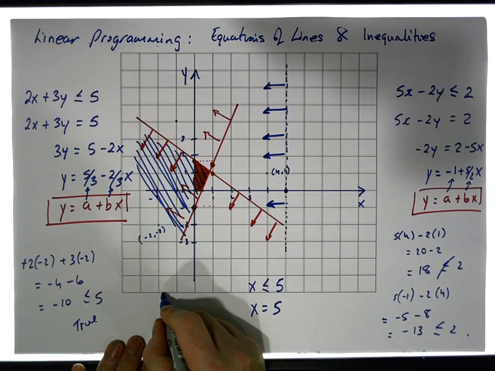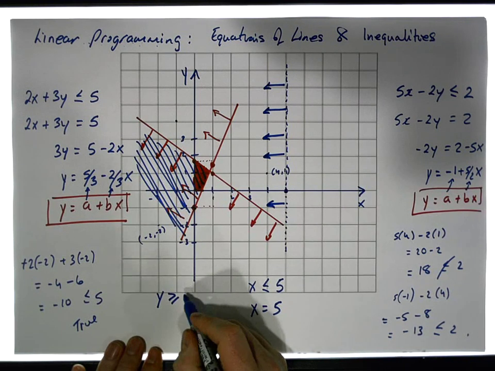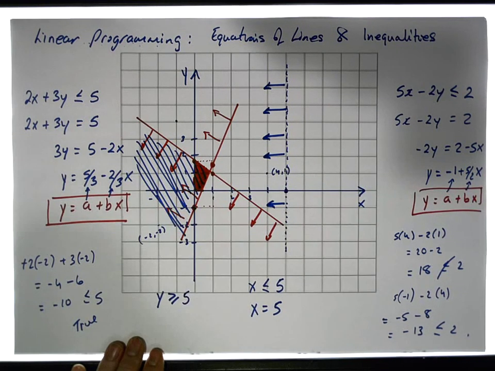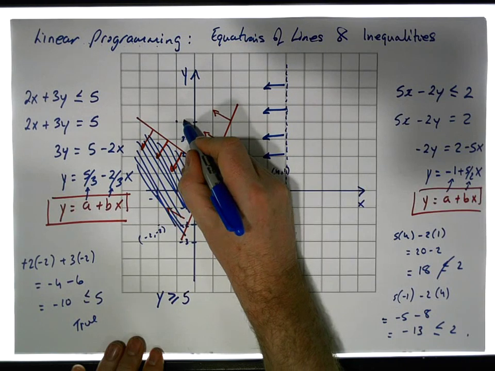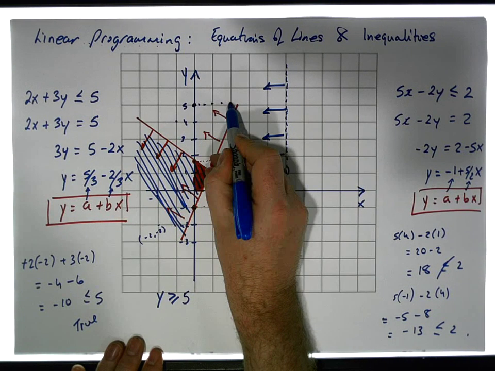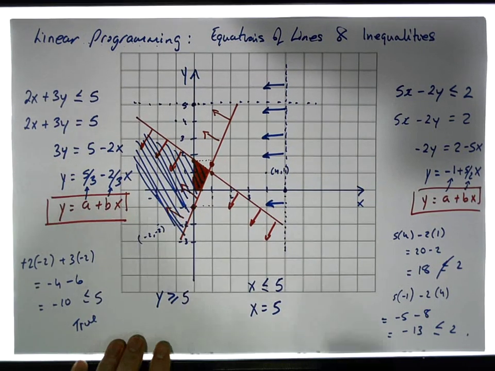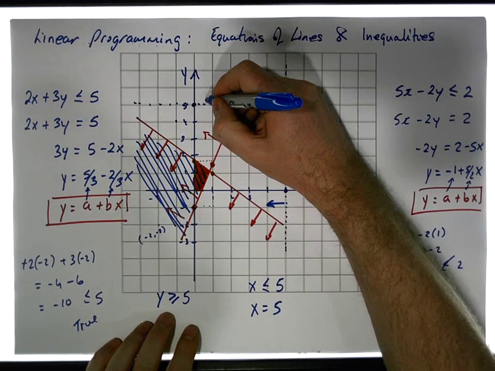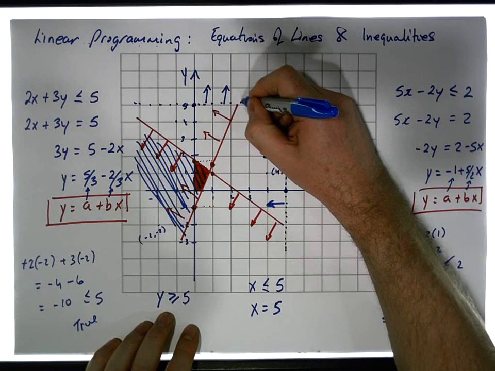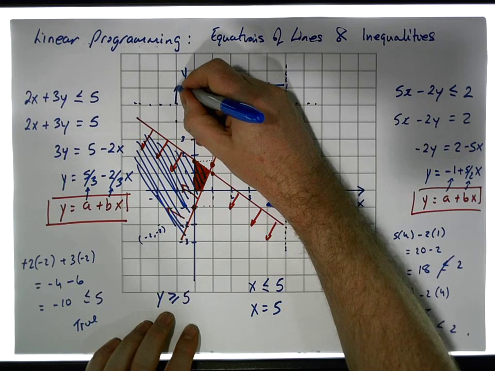Let's see what else we could have. What about when y is greater than or equal to 5? Where is y equal to 5? There's 4, here's 5, so y is equal to 5 right here, and also across in this region. So everywhere where y is greater than or equal to 5 is up here, if that makes sense. So there are some important lines for us.